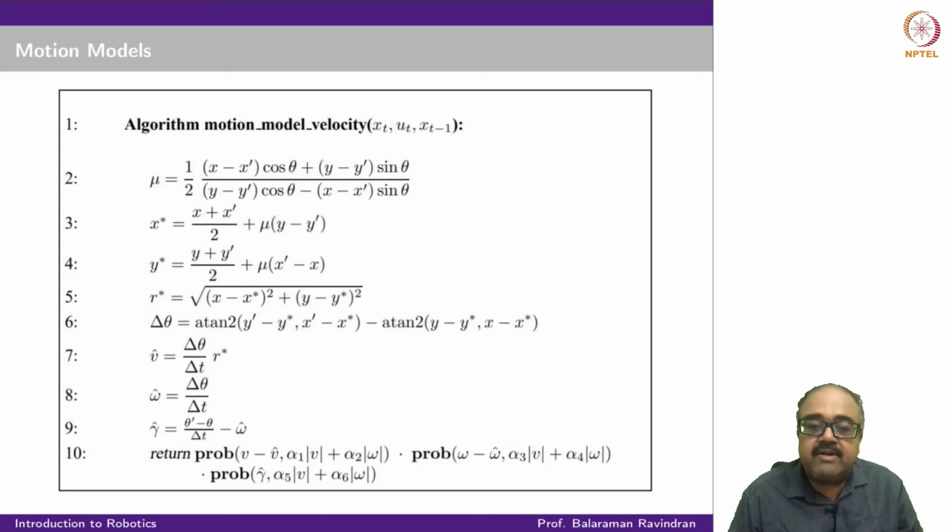I'm assuming my pose would have changed by delta theta. But because there is noise in the angular rotation also, I end up at some theta prime. Now theta prime need not necessarily be theta plus delta theta.